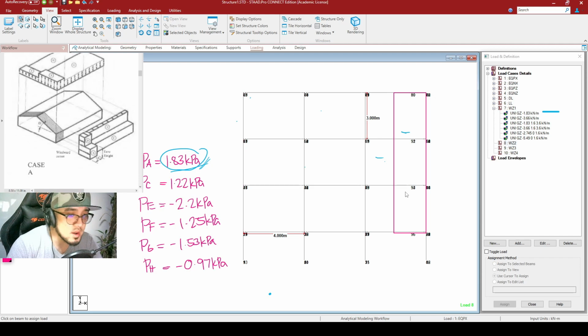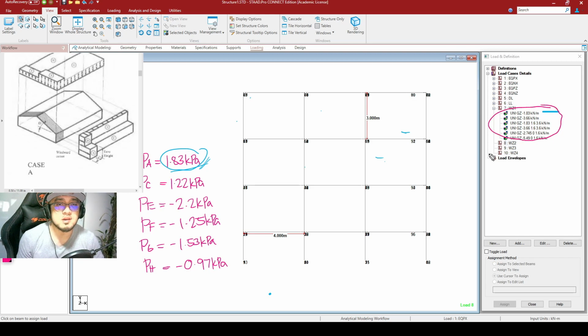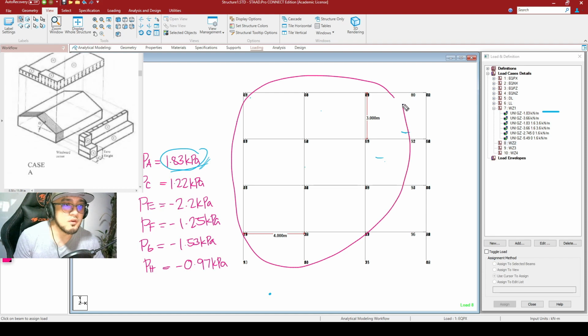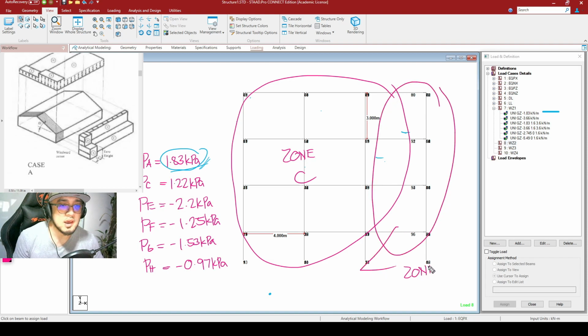So what I would be doing is copying these magnitudes right here, and pasting them here at WZ2. But this time, I will be reversing the load assignments. So once again, the ones on your left are now for your zone C, and the ones on your right are for your zone A. It would be as simple as that.